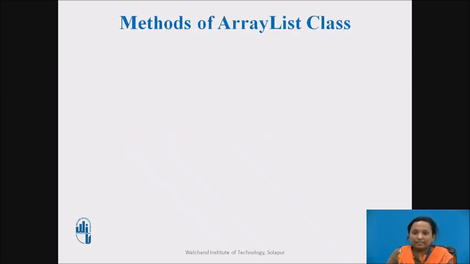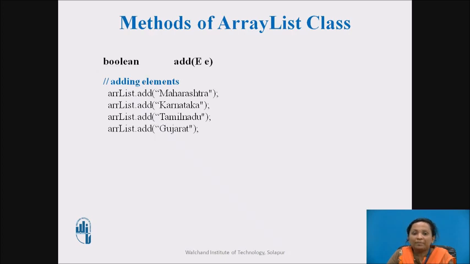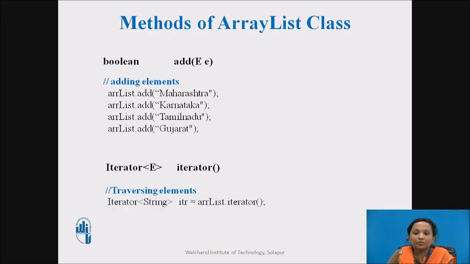Now, the methods in the ArrayList class. There are many methods available in the ArrayList class. Here we will be discussing the add and iterator methods. The add method has return type boolean and parameter element type E. We have already discussed these methods in the HashSet class. This method appends the specified element at the end of this list. There is also an add method available to insert the specified element at the specified position in this list. The iterator method is used to iterate elements in the list. This method returns an iterator over the elements in this list.